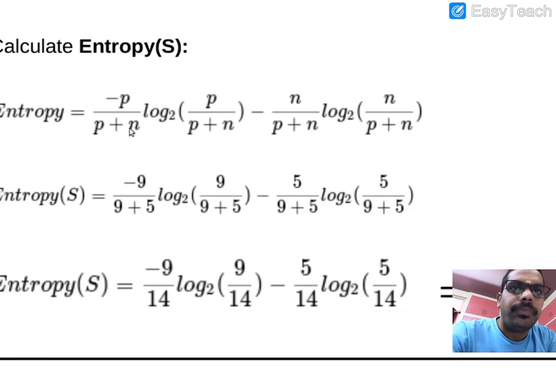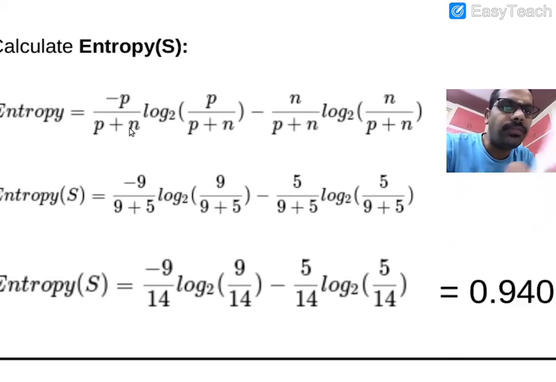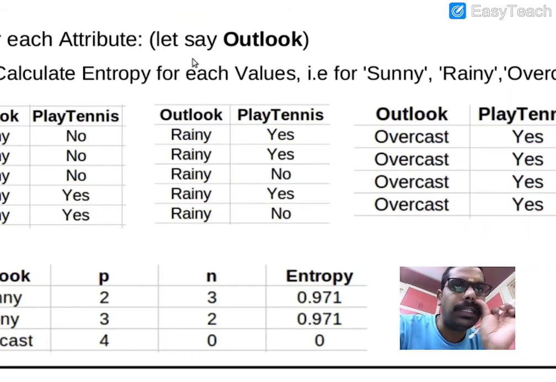Next, how can we calculate the entropy? In order to calculate the entropy, the formula for positives and negatives is minus 9 by 9 plus 5 log 2 of 9 by 9 plus 5, and so on. So here we substitute those values, where P is 9 and N is 5. Then we get the entropy as 0.940.